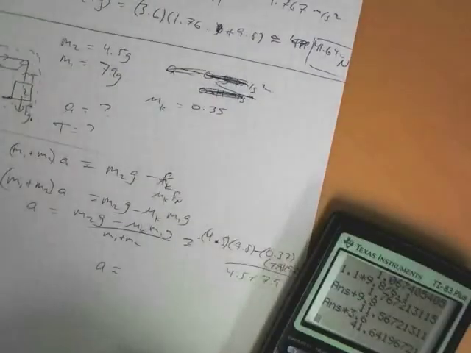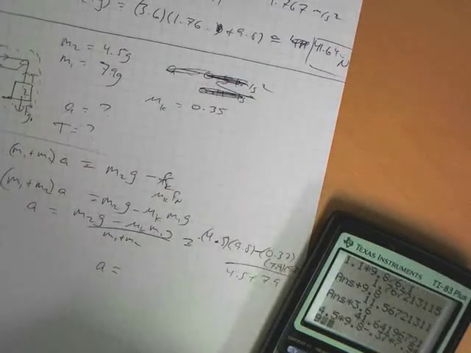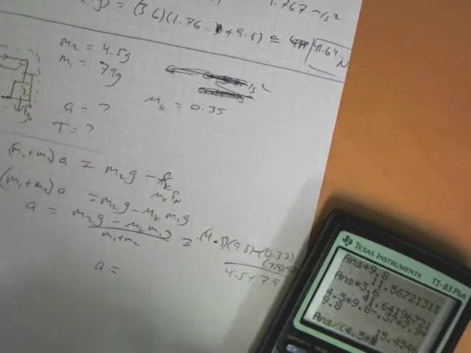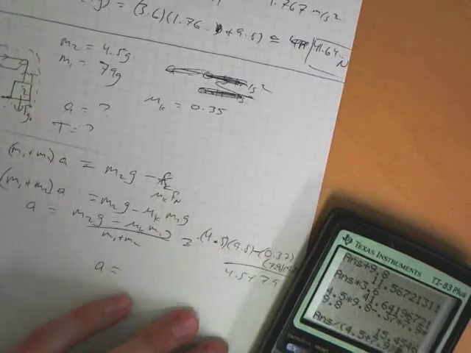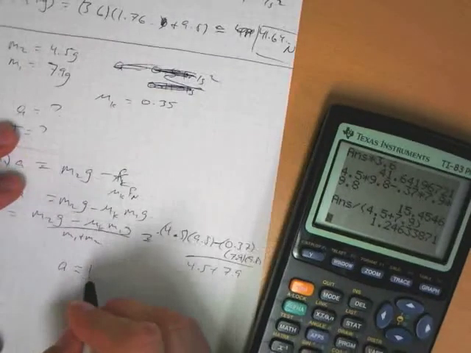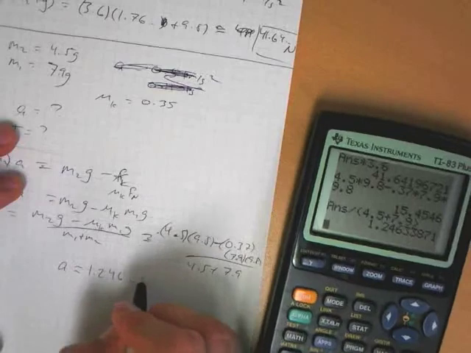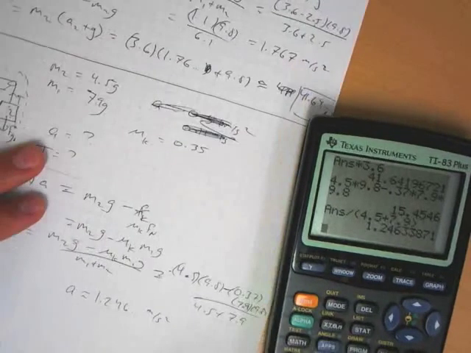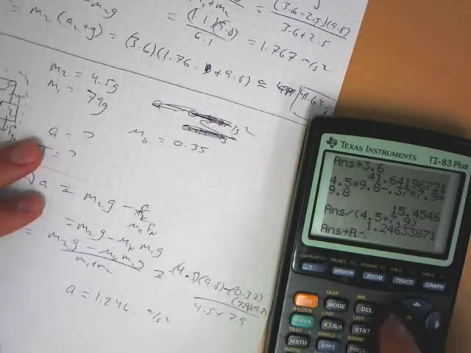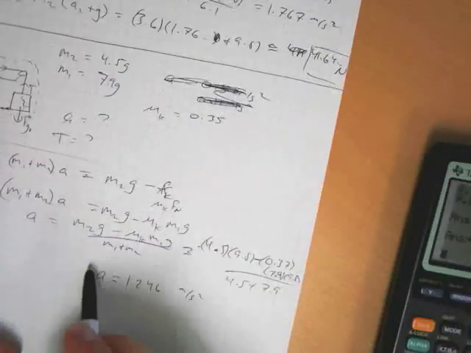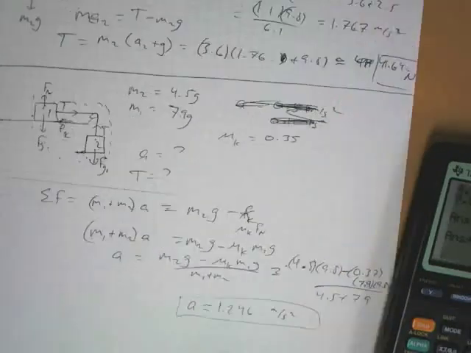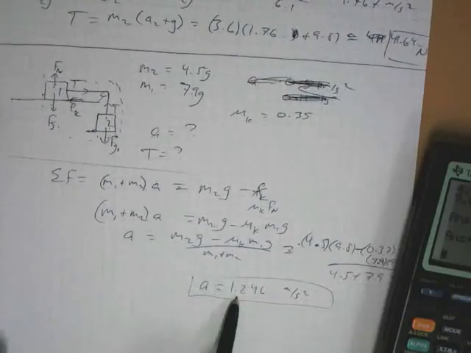So if I punch that in, 4.5 times 9.8 minus 0.37 times 7.9 times 9.8 divided by 4.5 plus 7.9, I come out with an acceleration of 1.246 meters per second squared. So that's the first part of the problem solved. And this is the acceleration of the whole system. It's also the acceleration of each of the blocks.